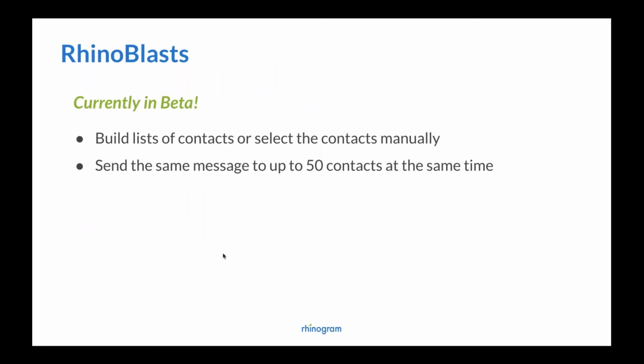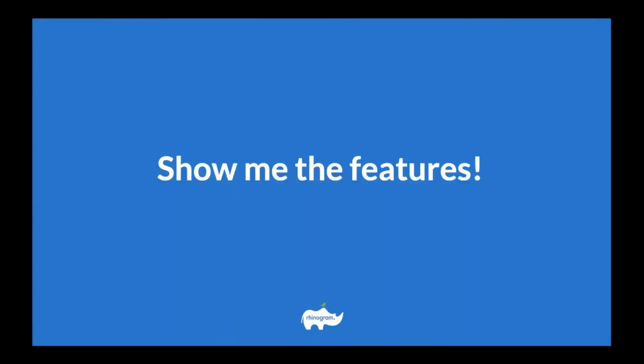Rhino Blast. Everyone has been waiting for this feature for quite some time. We're very proud to announce that it's currently in beta. So what is Rhino Blast? Rhino Blast allows you to send the same message to up to 50 contacts at the same time. You're able to build a list of contacts so you can use that contact list over and over without having to manually select those each and every time. All right, so let's take a closer look at all of those features.